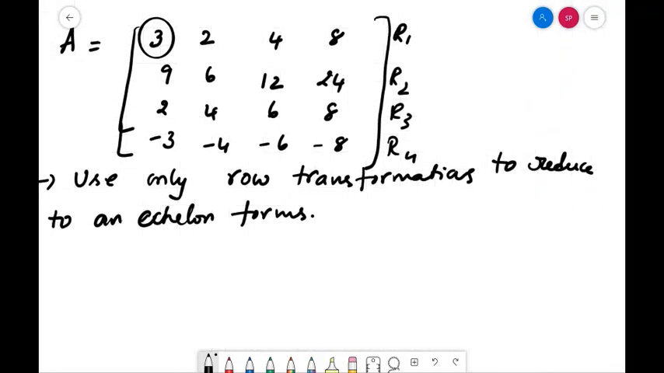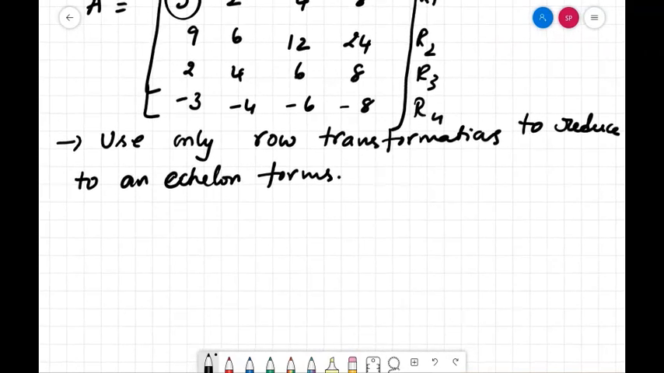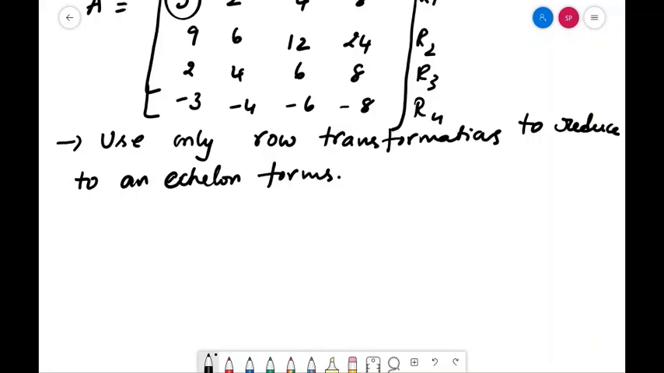Using this 3, we will make all the entries in this first column, that is these 9, 2 and minus 3, zeros. So for that, we'll apply row operations. I want to change the second row R2. So how can I make 9 zero? R2 minus 3 times R1. So 9 minus 3 times 3 will give you 0. We should make this 0.